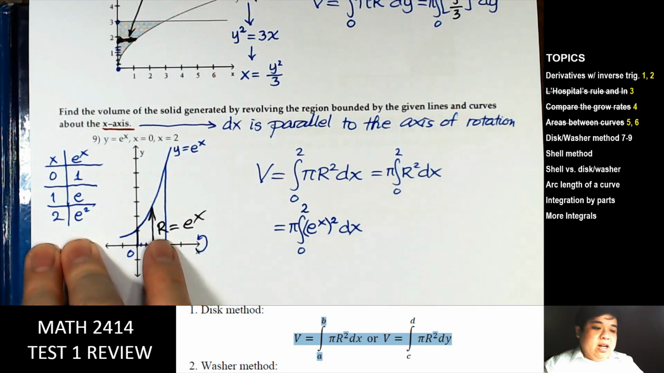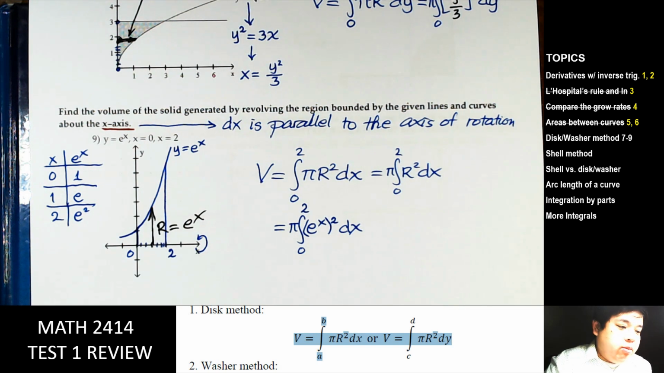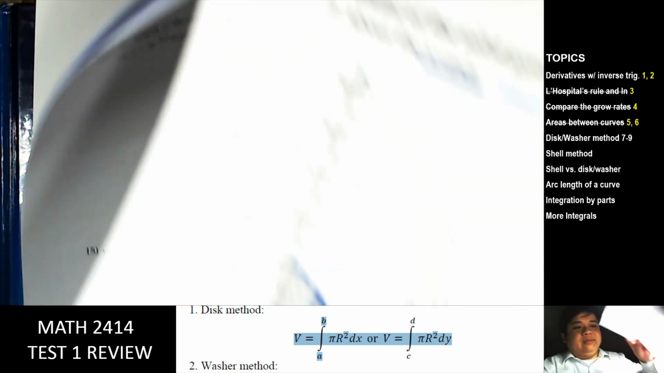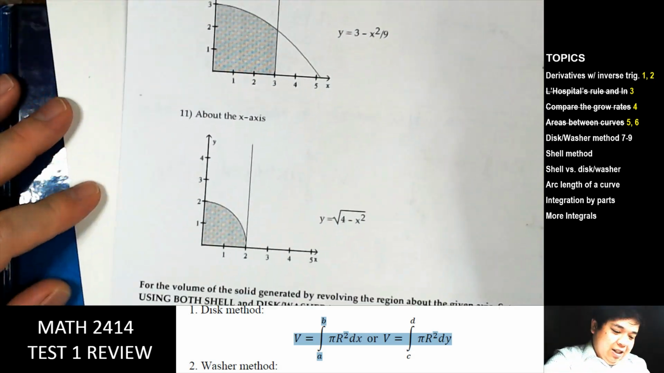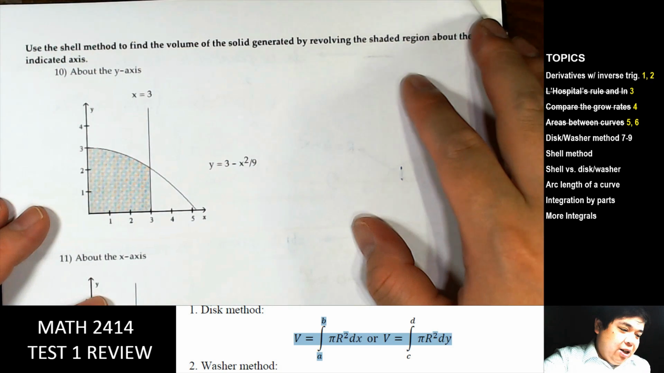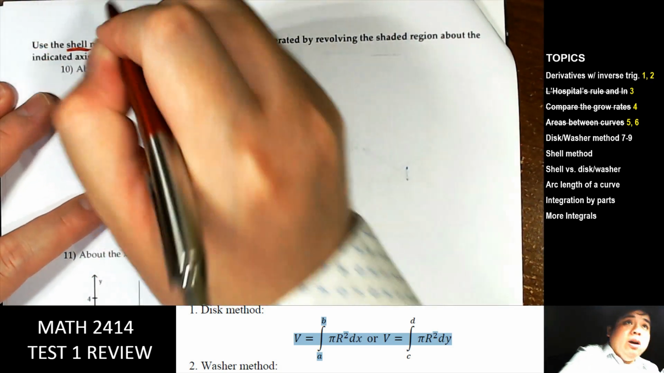Right. So that is the disk or the washer method. Actually, all of this is the disk method. We don't have any washer yet. Okay. So we will have a washer later. Right. Next, we'll have the shell method.